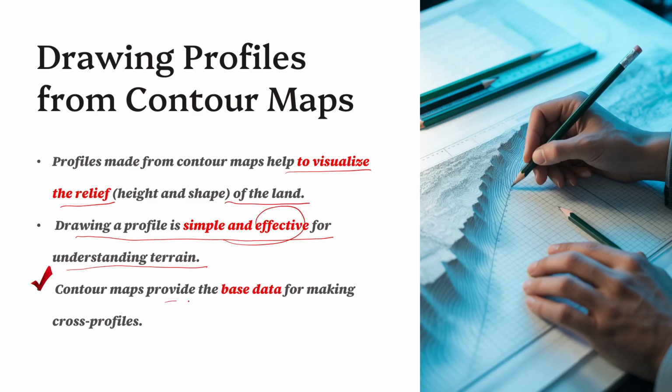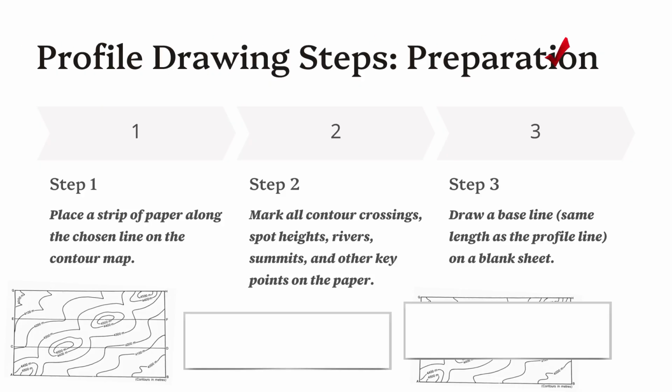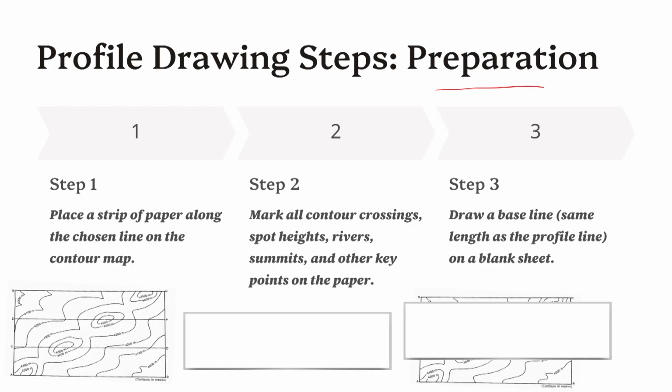So, a contour map provides the base data for making a cross profile. If you make a profile, contour is the base data. From the contour data we can interpret and say what that area is covered with. Then profile drawing steps, preparation: how to prepare that profile. You know that contour is very important data to make a profile. We draw a profile from the contour data. So, what are the steps, what are the techniques involved to make a profile?